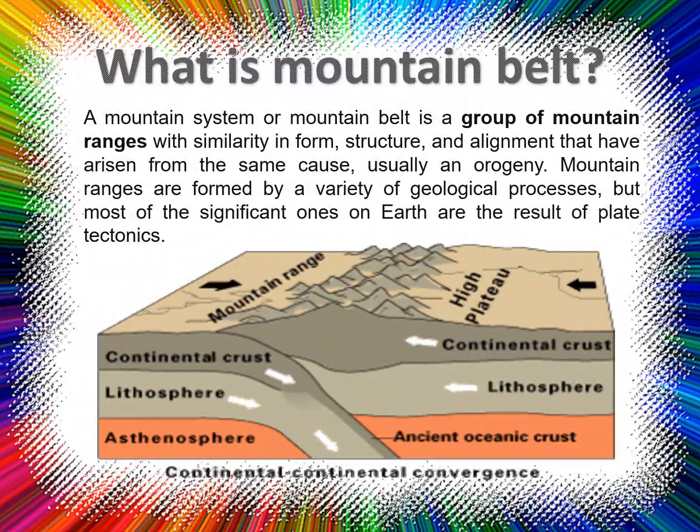A mountain system or mountain belt is a group of mountain ranges with similarity in form, structure, and alignment that have arisen from the same cause, usually an orogeny. Mountain ranges are formed by a variety of geological processes, but most of the significant ones on Earth are the result of plate tectonics.